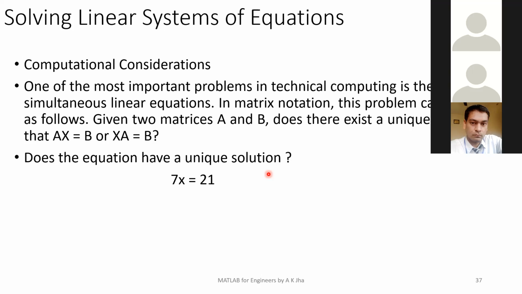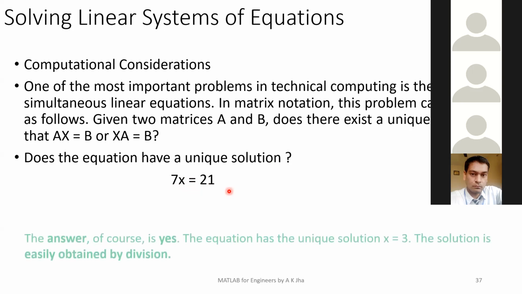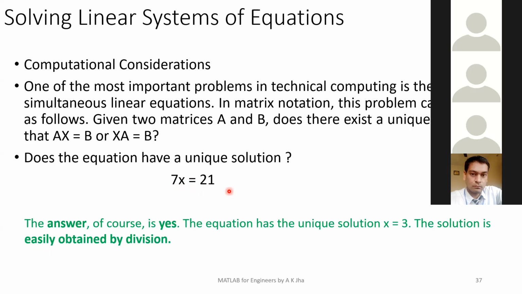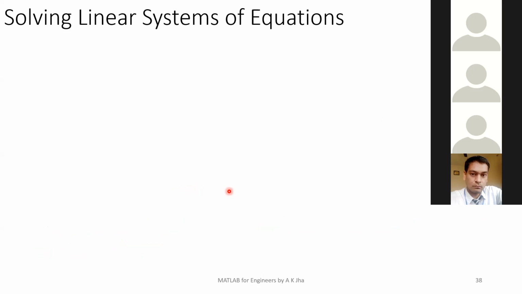The answer is yes. If you have this Ax equal to B form, here you can see 7x equal to 21. So easily all of you might give me the answer, x is equal to 21 by 7, is equal to 3, right? That is very simple. The answer is of course yes. The equation has a unique solution, x is equal to 3. And the solution is easily obtained by division. But in MATLAB, we have two different divisions, right? As human beings, we are very much intelligent.